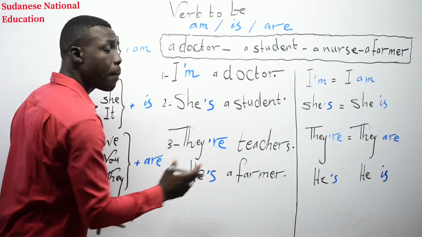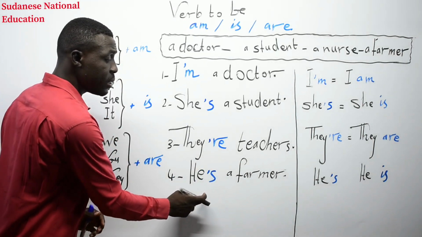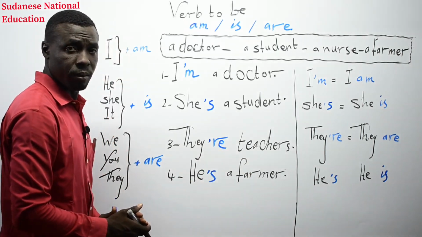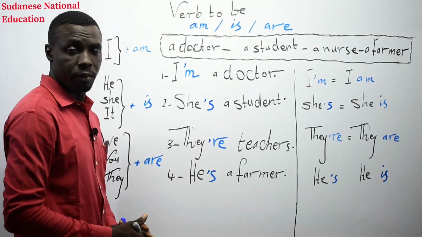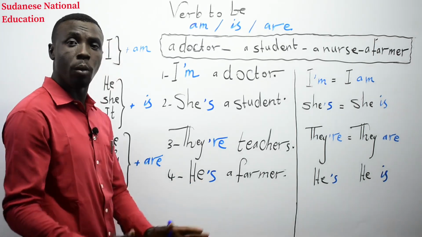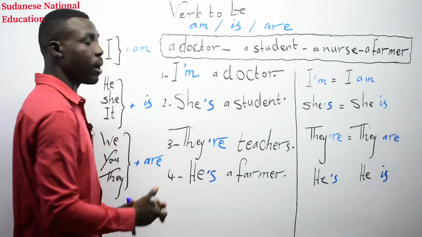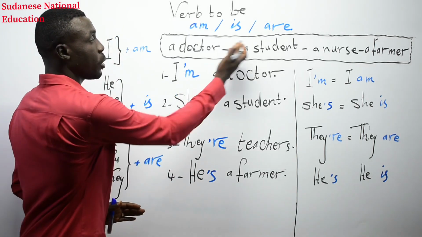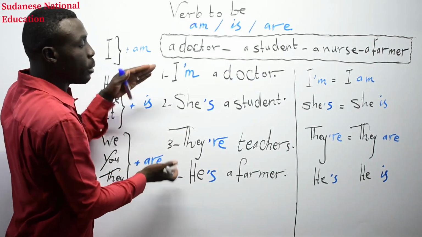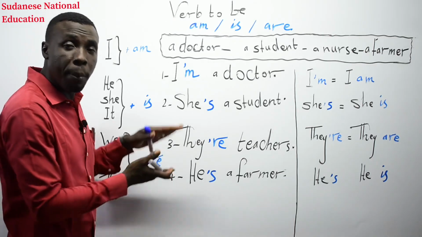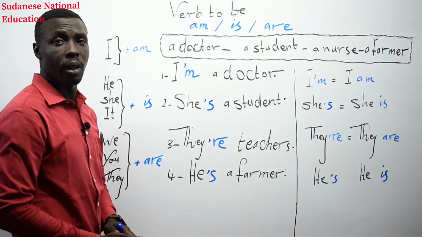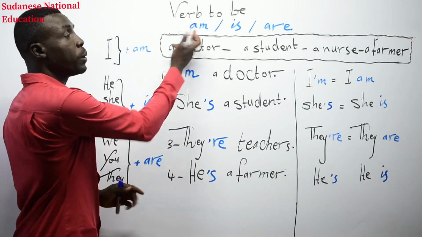Number 4, he's a farmer. A farmer, someone who works on a farm, grows trees, and harvests crops, is called a farmer. So these are jobs. Here we put them in a simple positive sentence by using the verb to be: am, is, are.